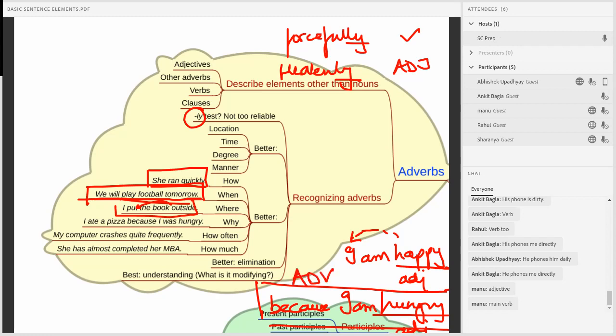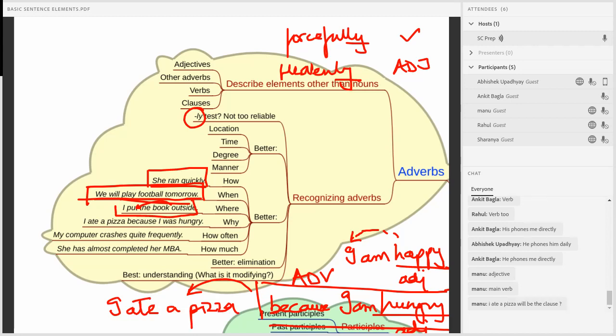For what? For something called a clause. Now, I know we've not discussed this word clause till now, but a clause is a subject verb combination. So, over here, we are getting the reason for something. What is the thing that we are getting a reason for? We are getting a reason for a clause. Yes, I ate a pizza will be the clause. So, this is something called an independent clause. But hold on. Clauses are for our next session.